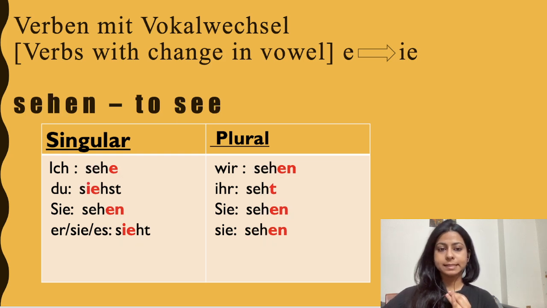The second verb in this category is sehen, which means to see. Ich sehe, du siehst, er/sie/es sieht, wir sehen, ihr seht, sie sehen, Sie sehen. So E changes to IE in du, and it changes to IE in er/sie/es.